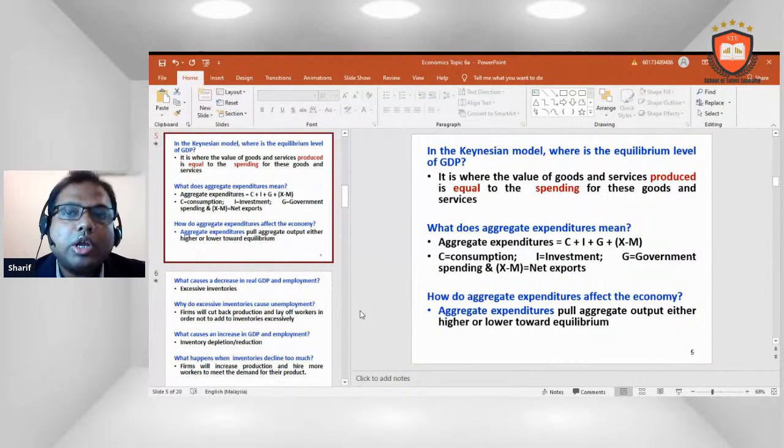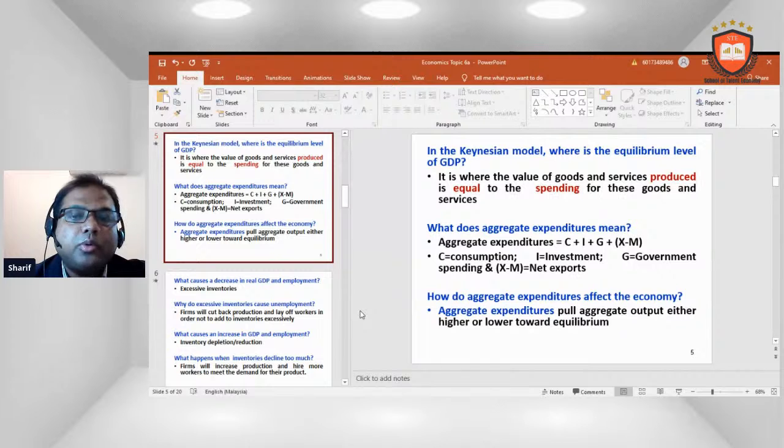In the Keynesian model, where is the equilibrium level of GDP? It is where the value of goods and services produced is equal to the spending for these goods and services. What does aggregate expenditure mean? Aggregate expenditure equals C plus I plus G plus X minus M. So C equals consumption, I equals investment, G equals government spending, and X minus M equals net export.